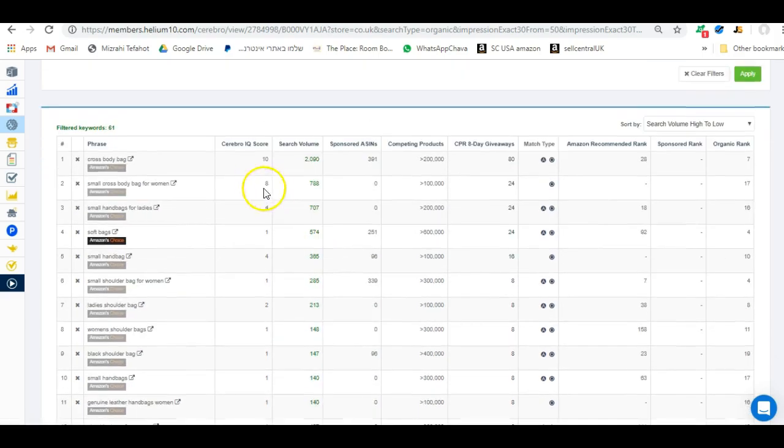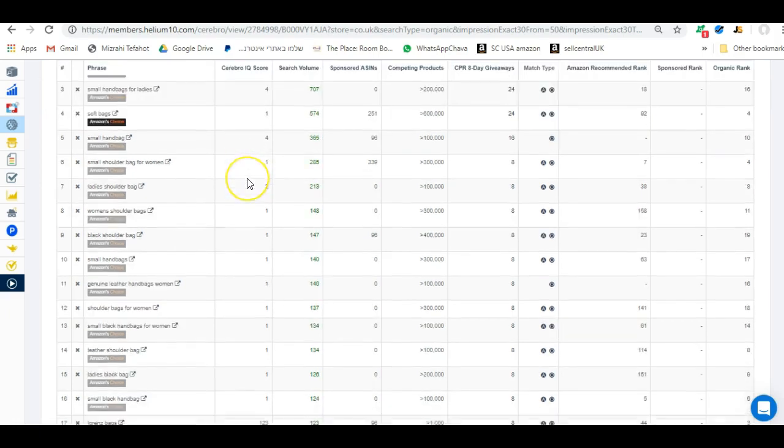But over here, the Cerebro IQ score is just a ratio between the search volume and the number of competing products. In your niche, if you would find a keyword phrase which has a high Cerebro IQ score, and it's relevant to your product, imagine if this was a search volume of 2,000, but it only had 100 competing products, that would be amazing, right? Because that's a huge search volume for a low amount of competition, and you'd want to definitely target that word.